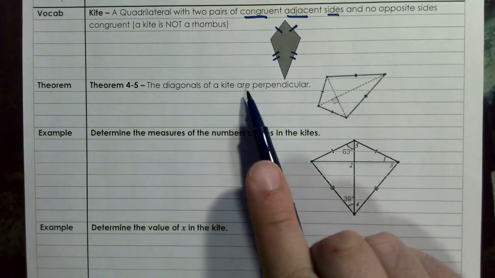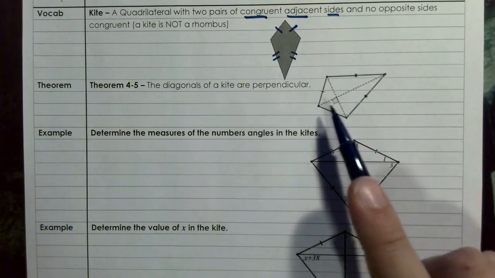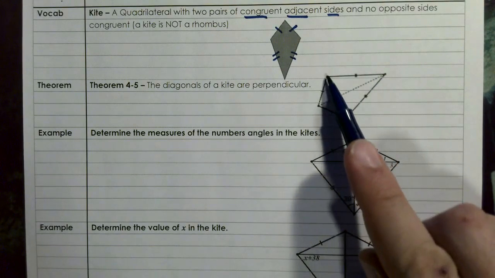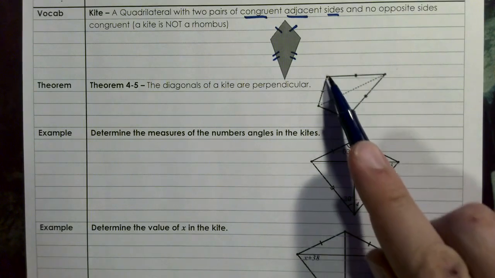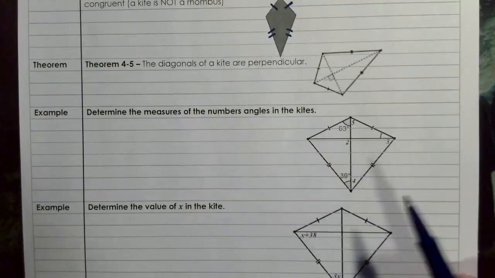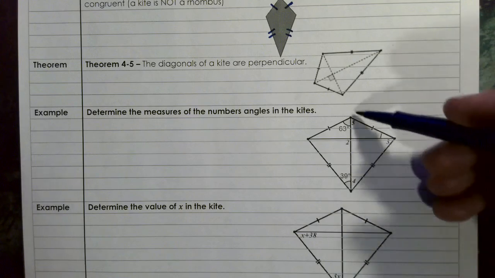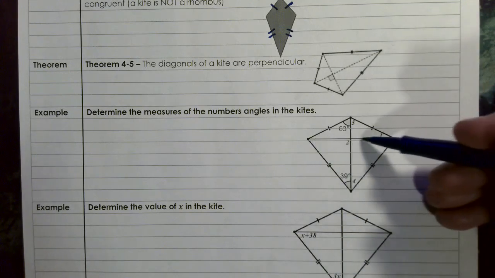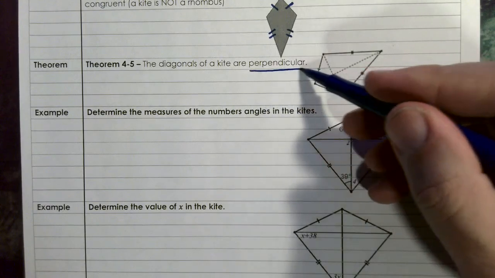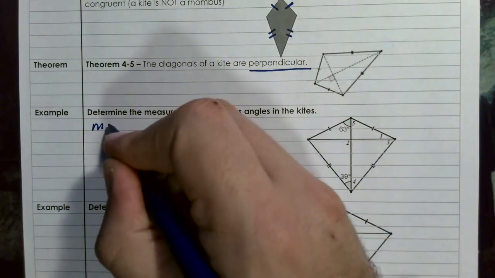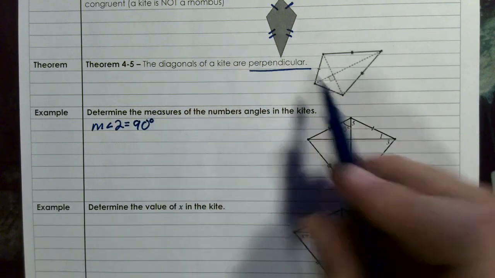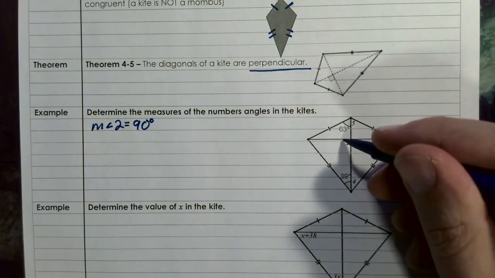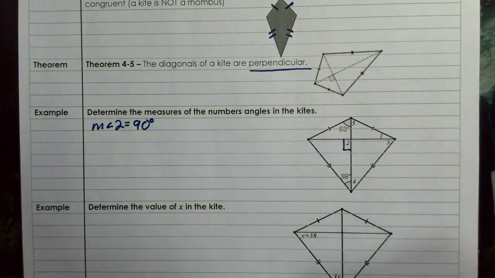Now, kites have a cool property on top of their definition: whenever you draw a diagonal through that kite, you end up with a right angle from those two diagonals. So if I'm looking at this shape in here, I know that these two things are going to be perpendicular. So we know that the measure of angle 2 has got to be 90 degrees because of this property. So we know that 2 has got to be a 90-degree angle.